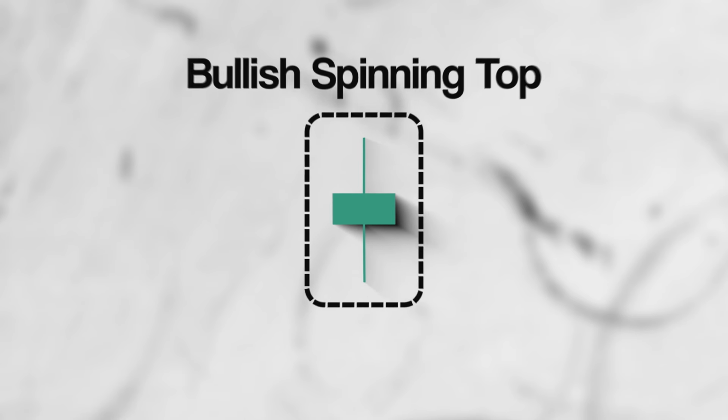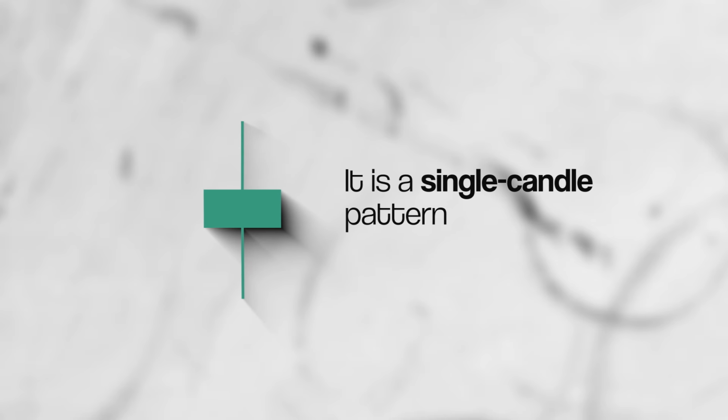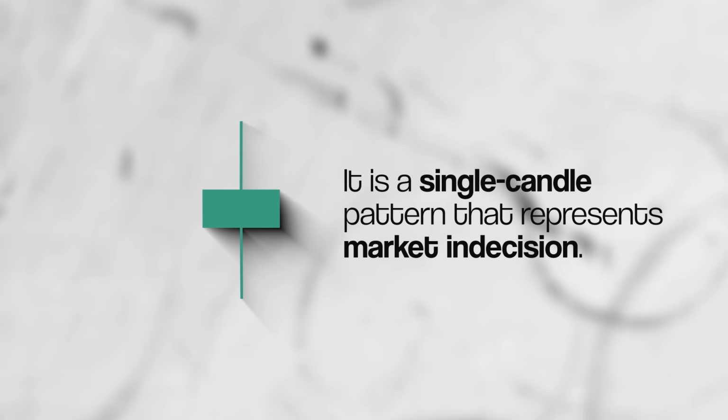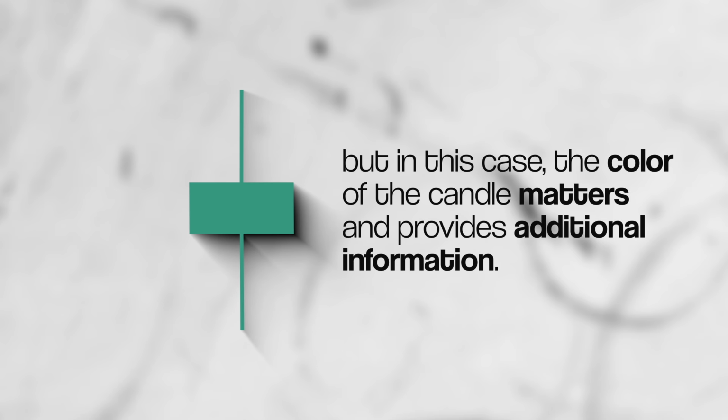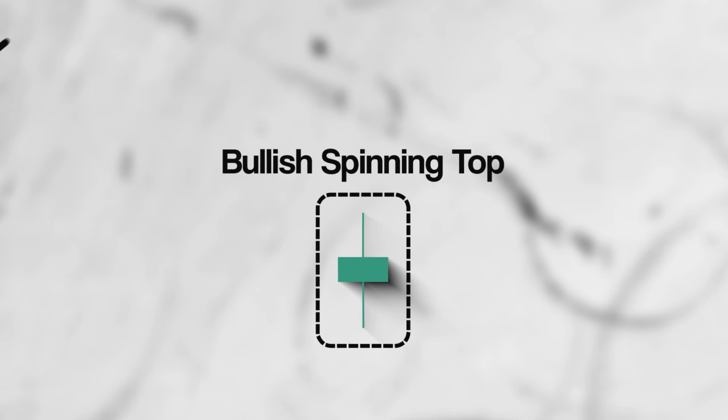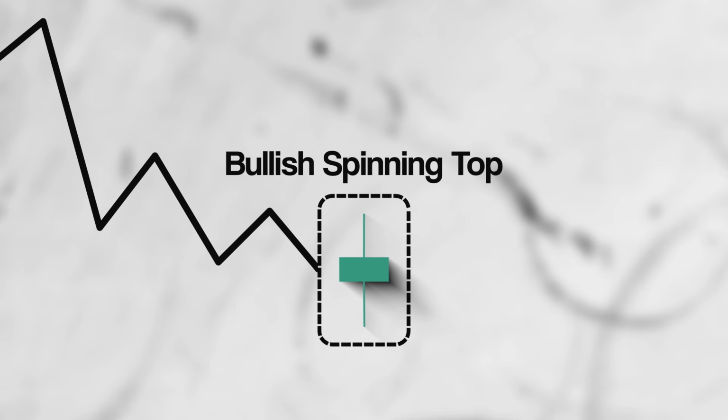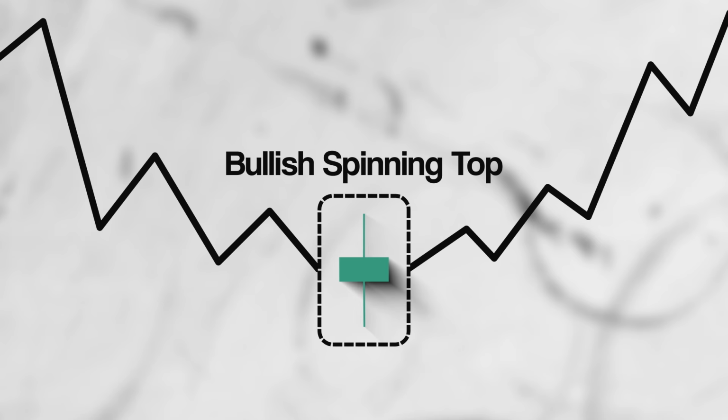Next, let's look at a pattern called the bullish spinning top. This pattern consists of a bullish candle with a small body and long, nearly identical wicks on both sides. It is a single candle pattern that represents market indecision. It is similar to a doji indecision candle, but in this case, the color of the candle matters and provides additional information. Most often, this candle appears during a downtrend and can signal a potential reversal to the upside.